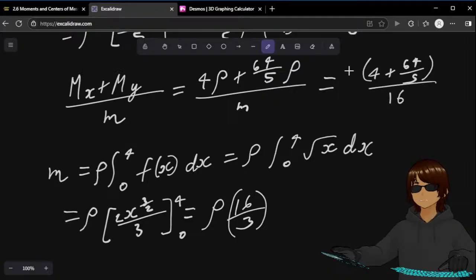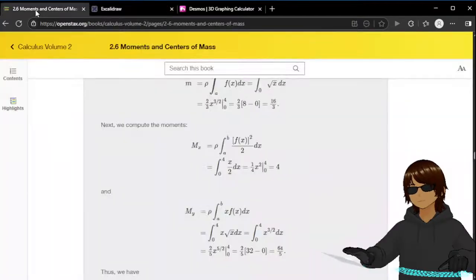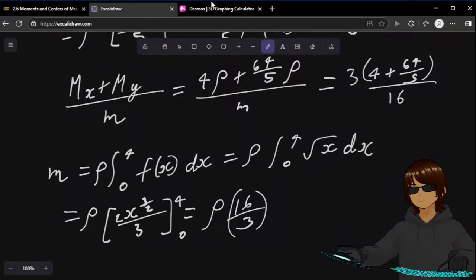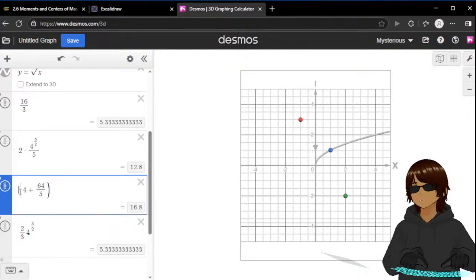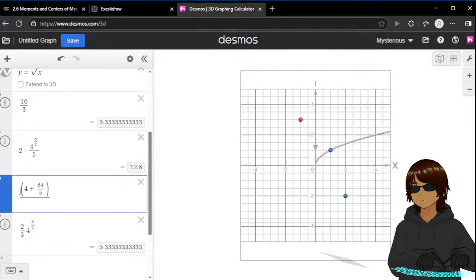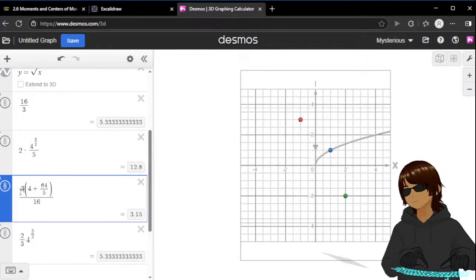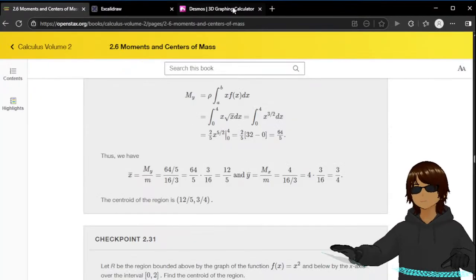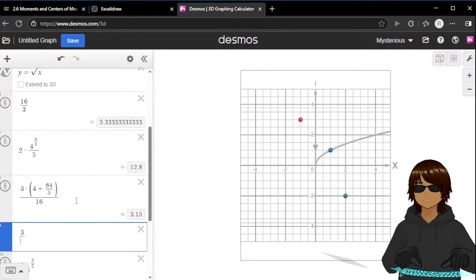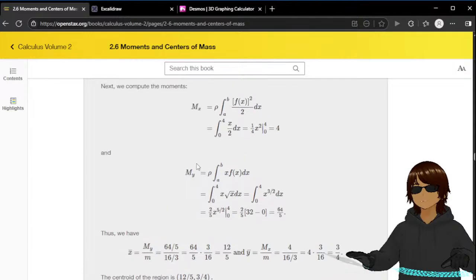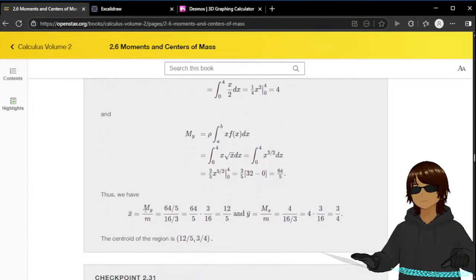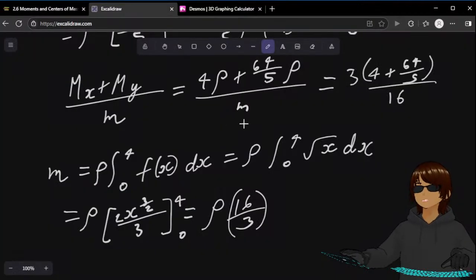16. You can multiply this by 3. 16.8. What is 16? 3.15. Wait. No. Hold on. No, what am I doing? We just need to do x and y separately, right?